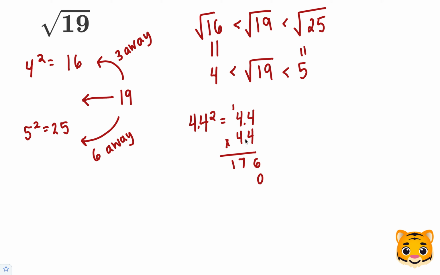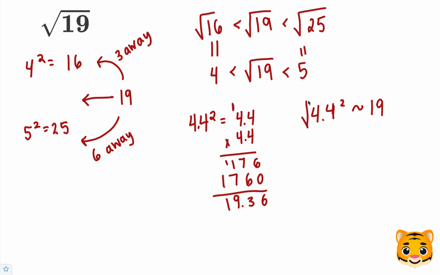Add our 0. 4 times 4 is 16, carry the 1, and then 4 times 4 is 16, plus 1 is 17. When we add these values together, we get 19.36, which is very close to 19, so we'll approximate it in that way. We can now say that 4.4 squared gives us approximately 19.